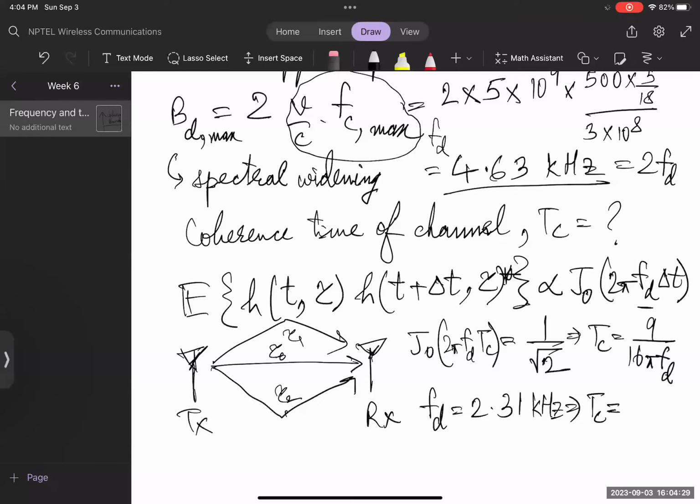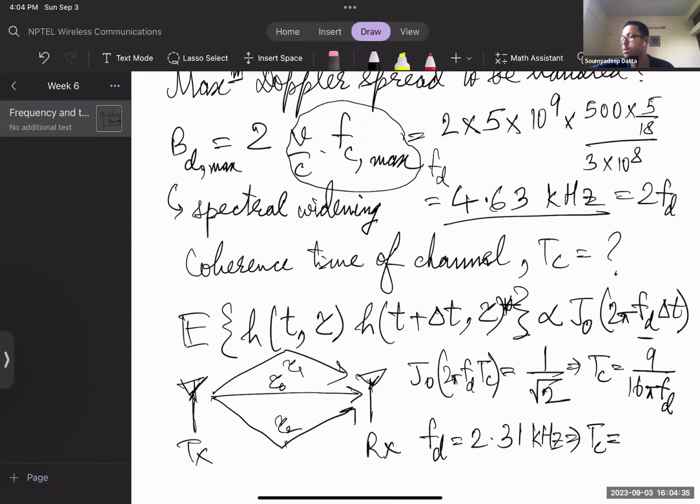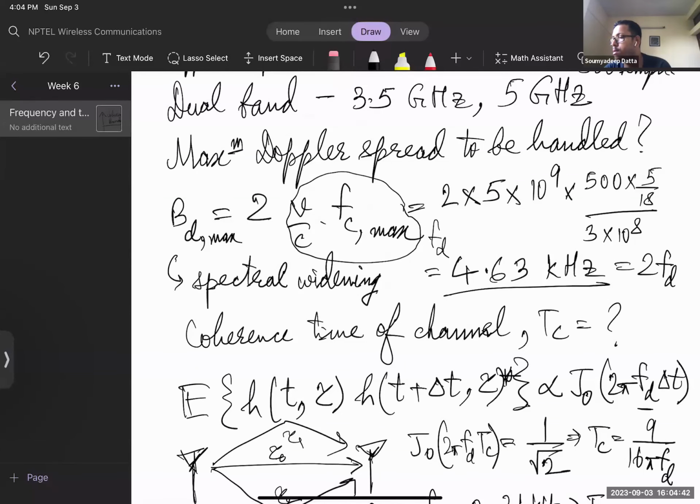Sir, how is this 2.31 kilohertz? This is half of this, right? I told you, it's a continuation of the same problem. So Doppler spread, this is the formula for Doppler frequency, right? V by C times FC.